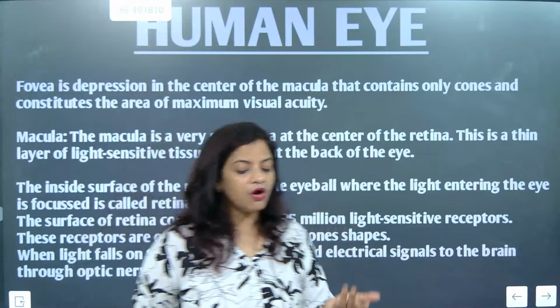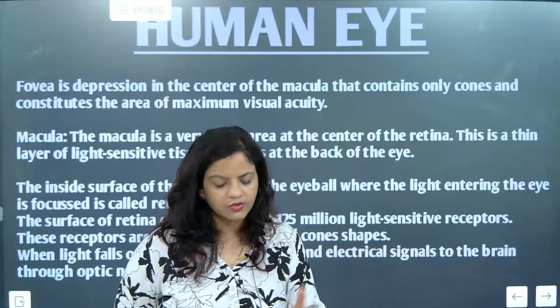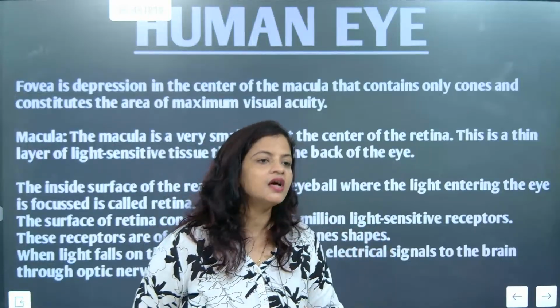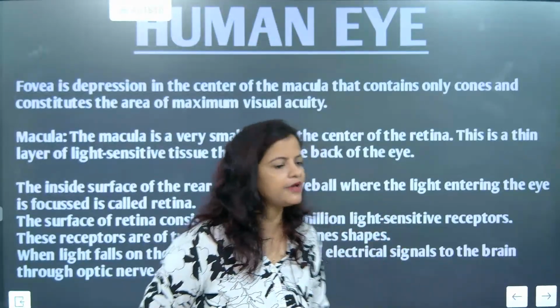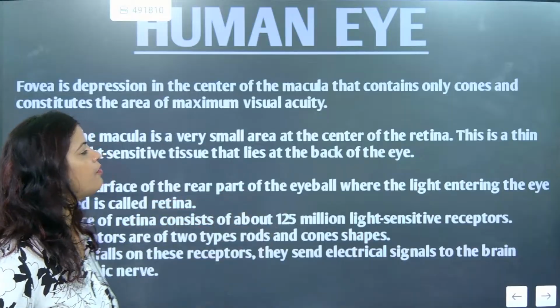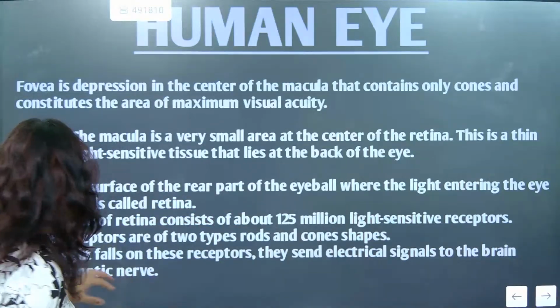Yes, rods will be helping you to see in dark. Understood? Cones will be helping for light sensitive color. The inside surface of the rear part of the eyeball, where the light entering the eye is focused, is called retina. Already we know about it.